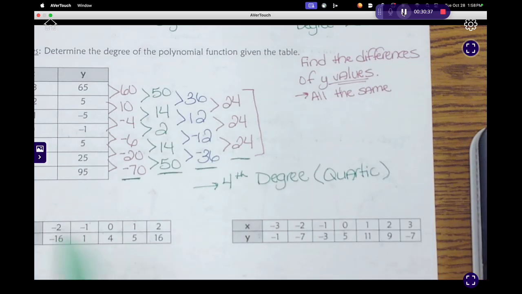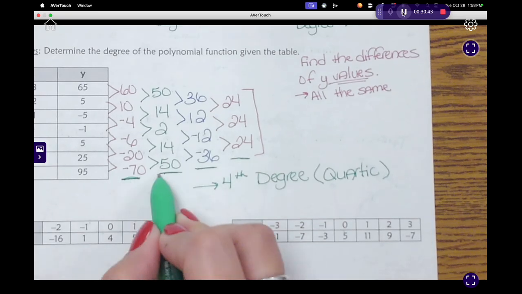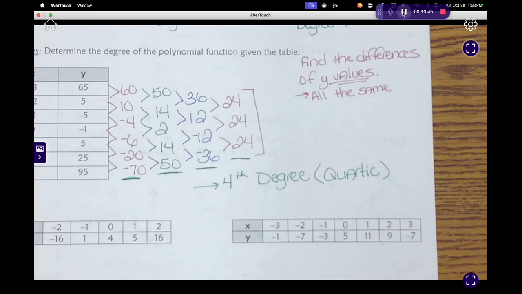So if you're given a table, all you're doing is subtracting those y values until you get them all the same. However many times you have to find those differences, that is your degree.